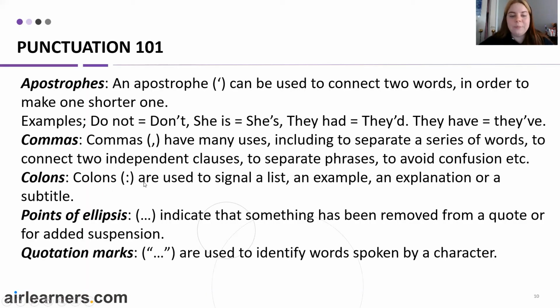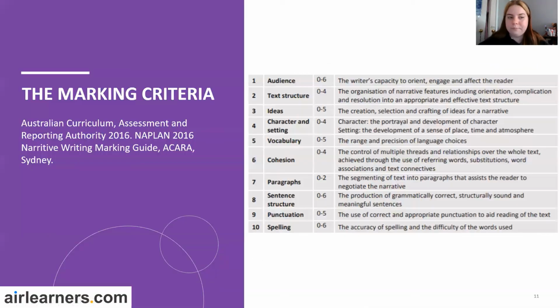Next we have colons. A colon, as seen here, is used to signal a list, an example, an explanation, or a subtitle. Next is the ellipsis, which is these 3 dots here, and this is to indicate that something has been removed from a quote, or it may be used for added suspension. Generally, you'll be using it for added suspension during NAPLAN, but if you're doing a persuasive analysis, then you might use it when using part of a quote. And then we have quotation marks, which are these 2, and these are used to identify words spoken by a character.